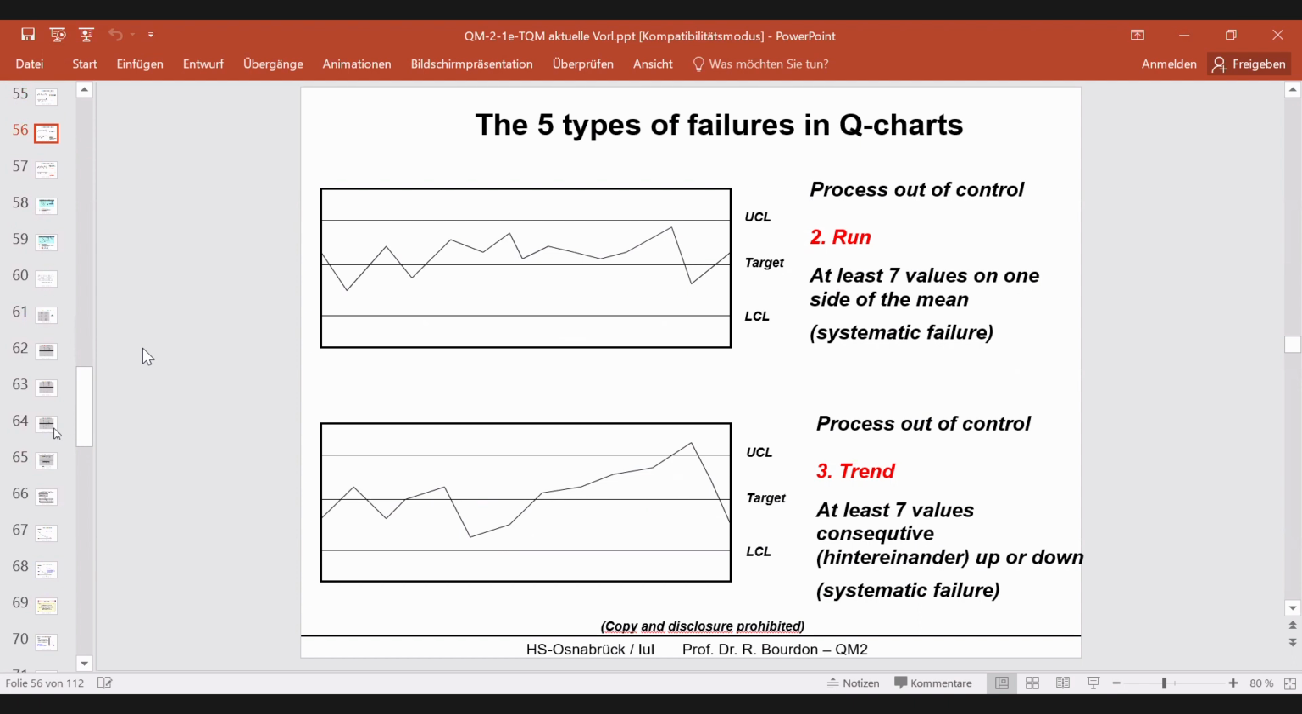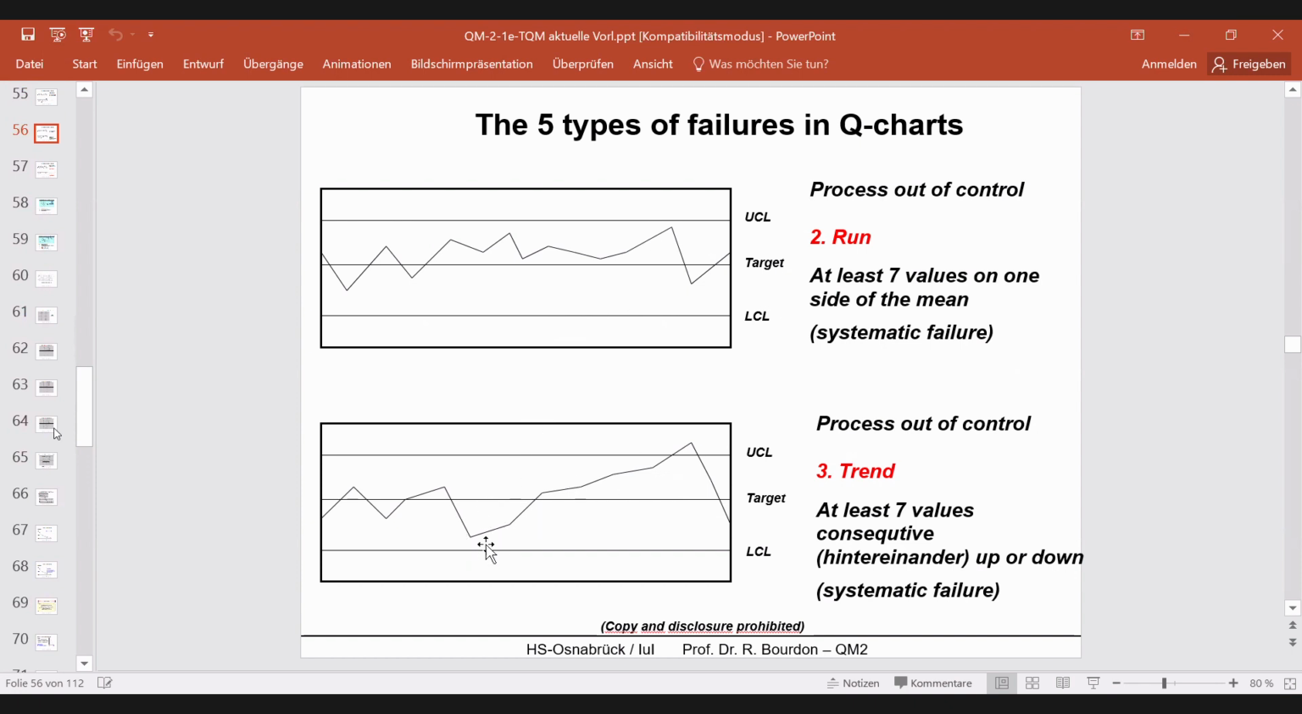Another failure can be a run. A run is if you have at least 7 values on one side of the mean. This means above or below the mean, at least 7 values. This can be a systematic failure, and that's the reason why you get an alert of the computer-aided system. This is called a run, even if the quality is inside the control limits.